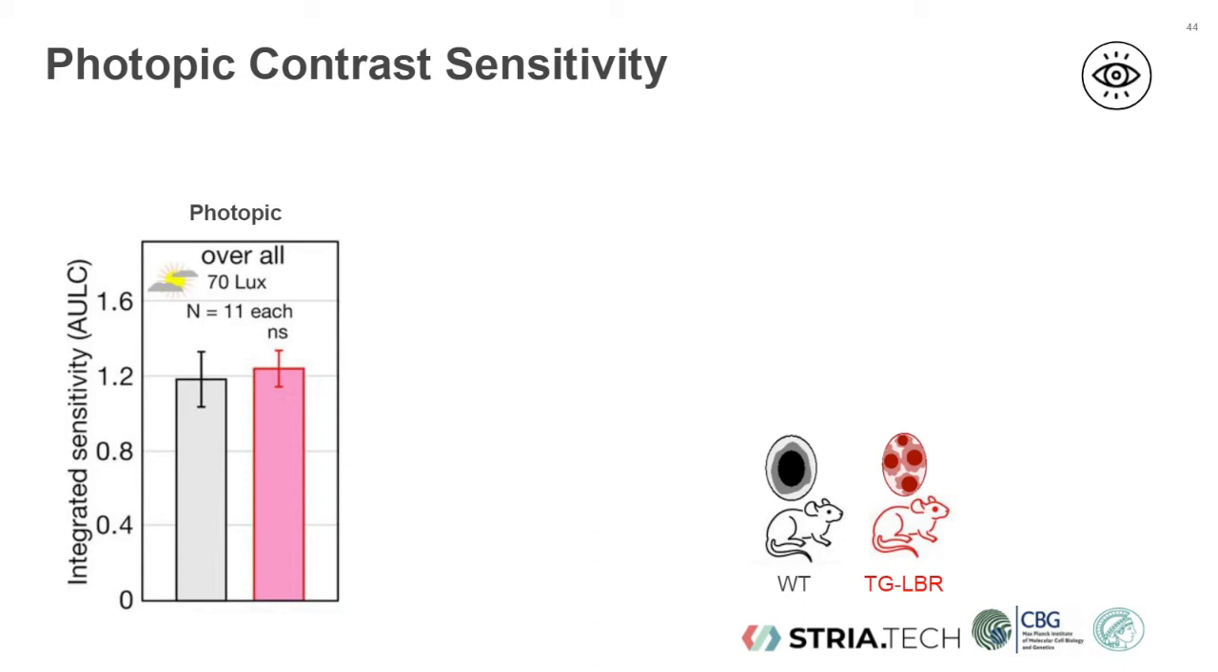In the photopic conditions, there was no difference between the wild-type mouse and the inverted nuclear architecture, shown in gray, and in red we see it for the LBR mice. This shows that under daylight conditions, there is no advantage of the nuclear inversion. This may explain why diurnal animals have no need to invert their nuclei.